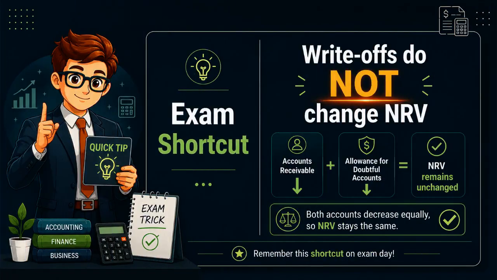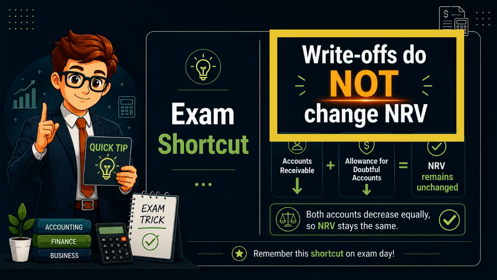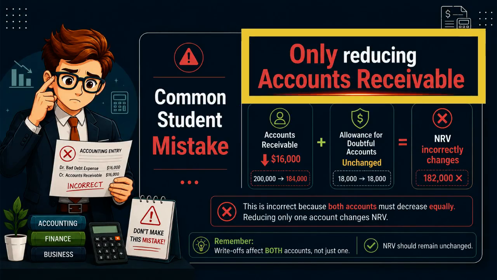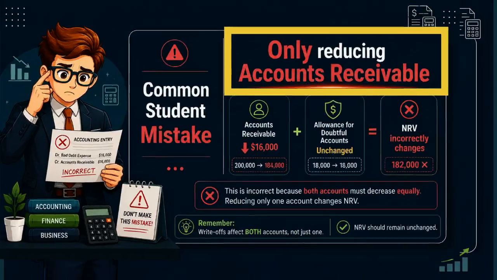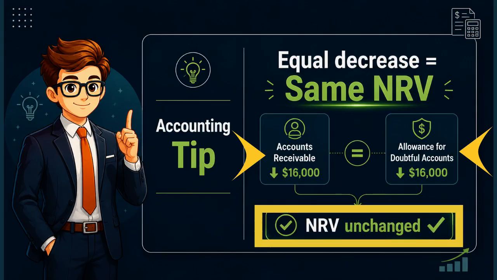Remember this shortcut for exams. Writing off a specific account does not change net realizable value. Many students only reduce accounts receivable and forget to reduce the allowance account too. If both accounts decrease by the same amount, net realizable value will remain unchanged.